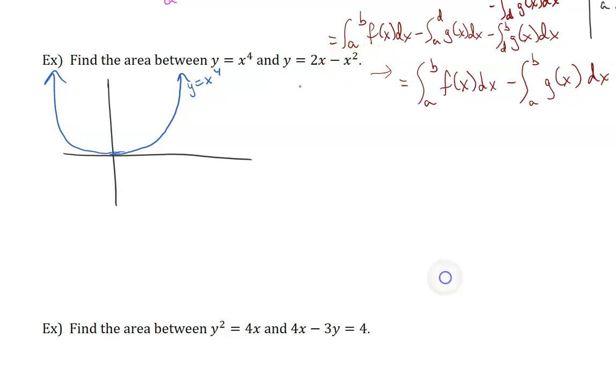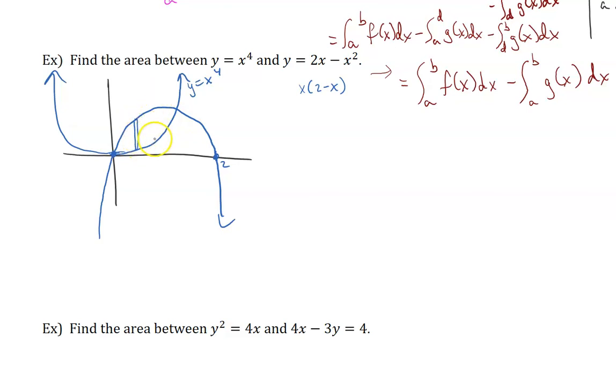It's opening downward. I can factor and pretty quickly see that my x-intercepts are at 0 and at 2. So, a parabola opening downward, something like that. Probably not exactly where the intersection happens or anything, but that's okay for now. I do have the area in between them, and I can draw a representative slice.